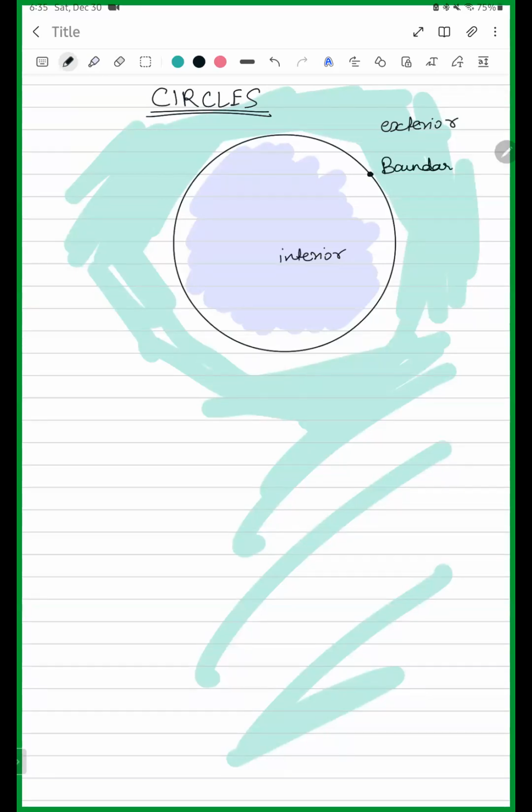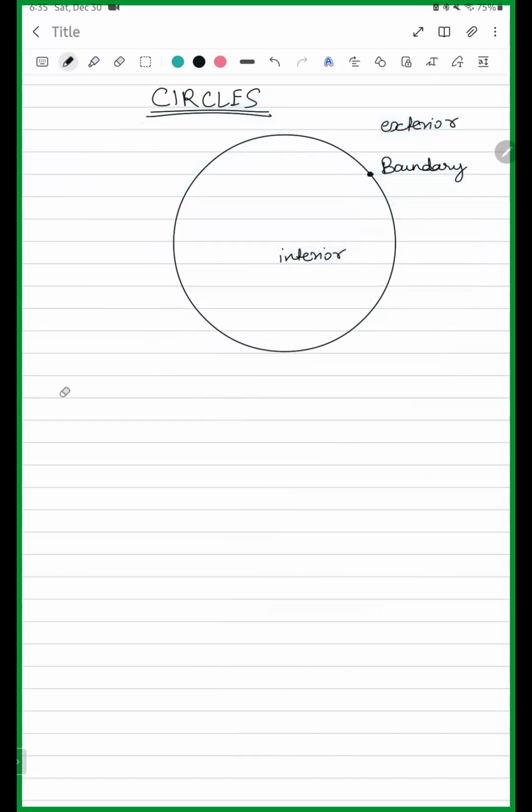So we can say that a circle divides the plane into three parts. What are those three parts? Exterior, boundary, and interior.